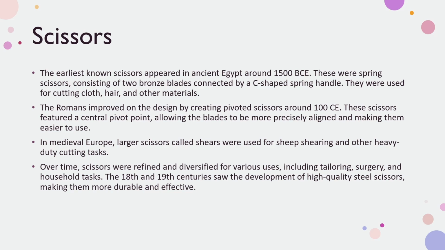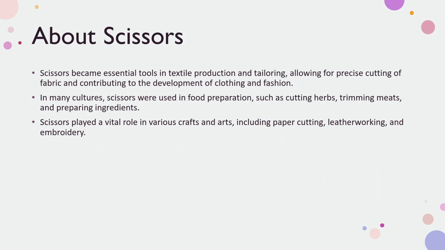The 18th and 19th centuries saw the development of high-quality steel scissors, making them more durable and effective. Scissors became essential tools in textile production and tailoring, allowing for precise cutting of fabric and contributing to the development of clothing and fashion.